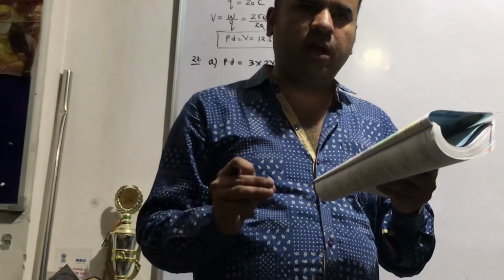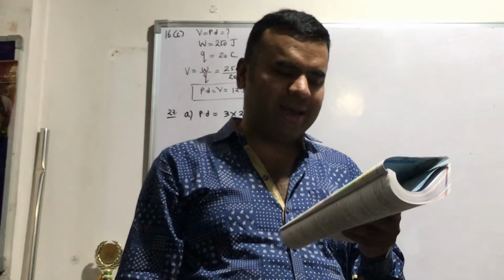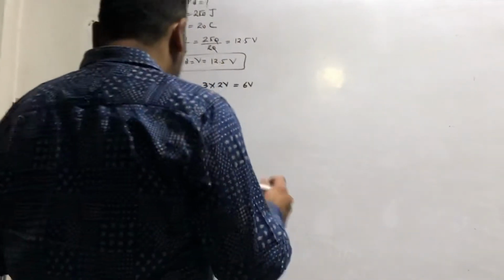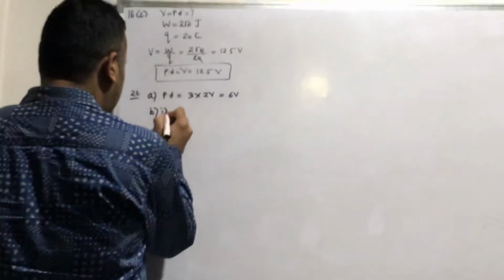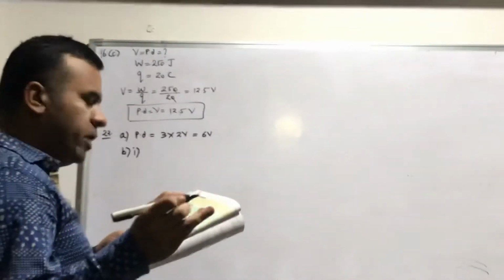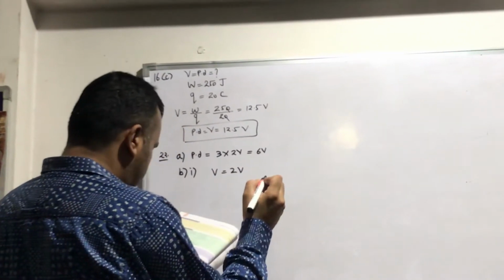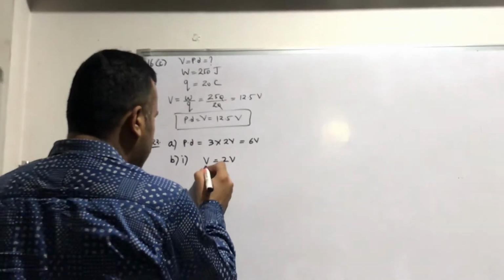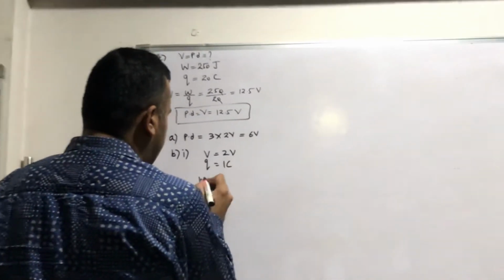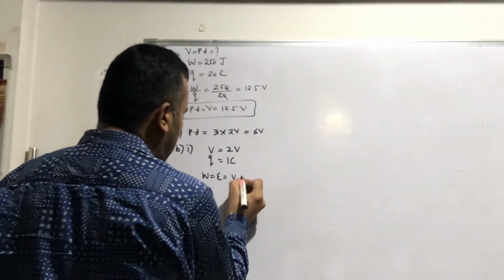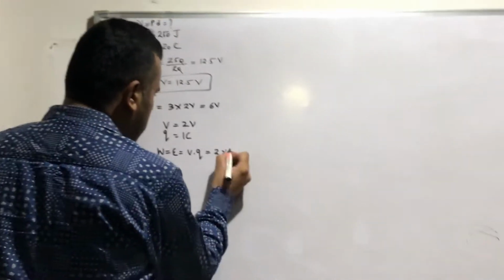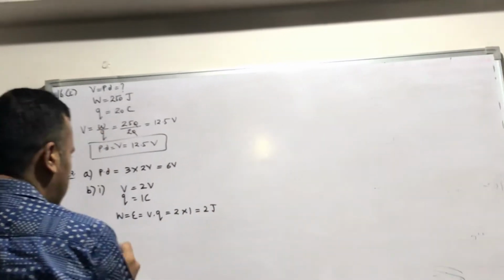Now, B part says, how many joules of electrical energy does 1 coulomb gain on passing through first 1 cell and second all 3 cells? If they are talking about 1 cell in B part, you know the voltage for the 1 cell was 2 volt. What we have to find out is work done, and charge is 1 coulomb. Energy or work done is one and the same thing, formula is V into Q. Answer is 2 into 1, that is 2 joules.